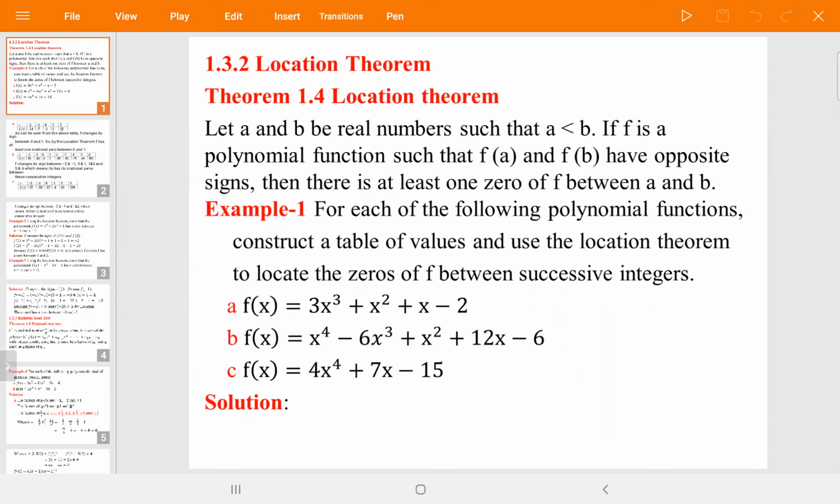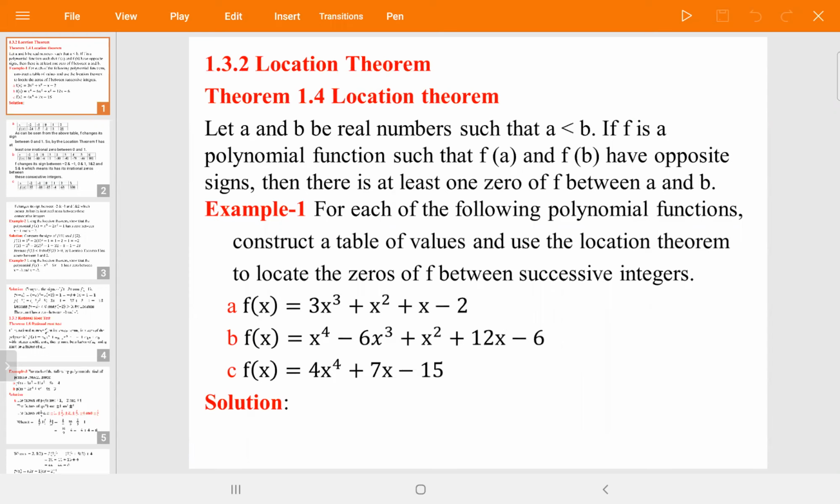Now let us see the content of each of these theorems. That means how we can use them to locate the irrational zeros of a polynomial and to find the rational zeros of a polynomial. We begin our discussion with the location theorem.